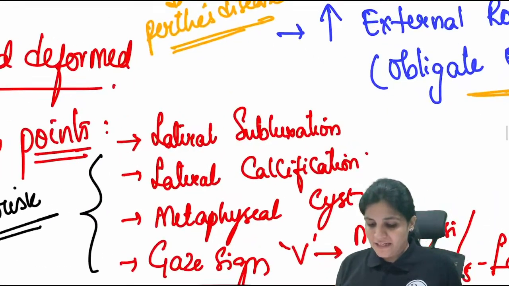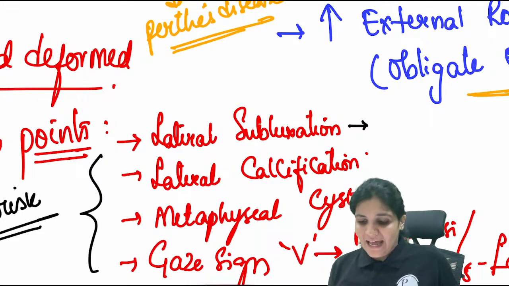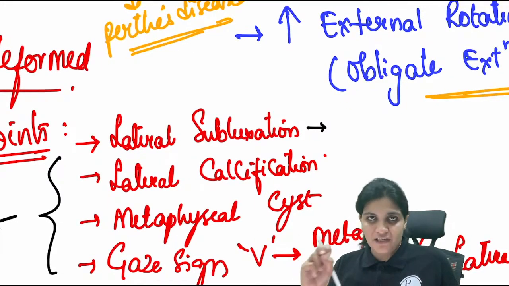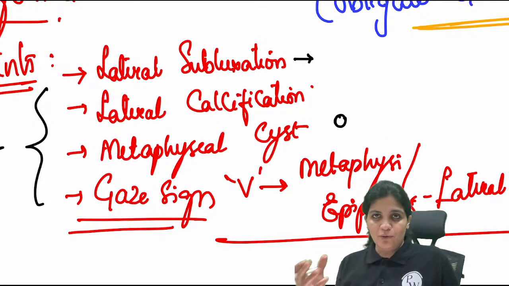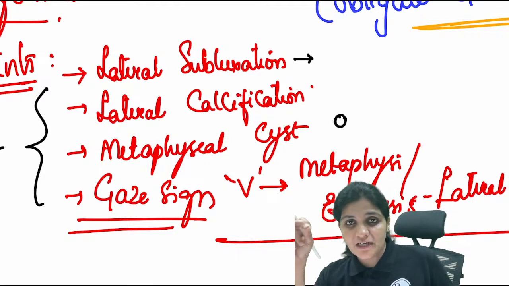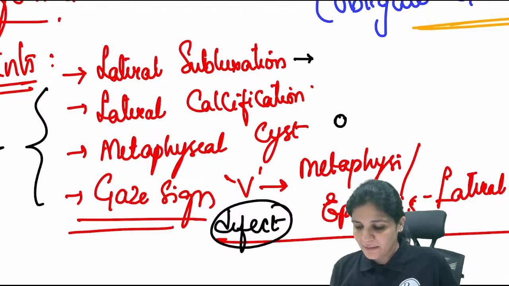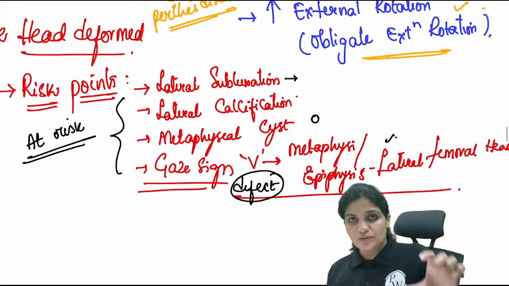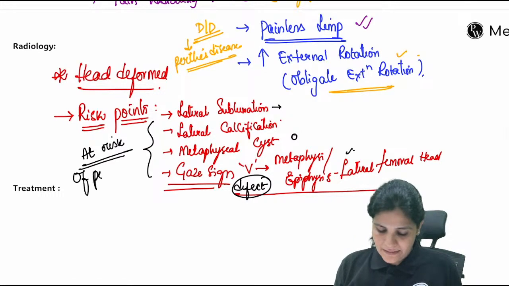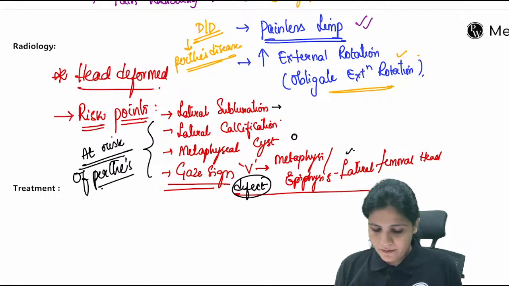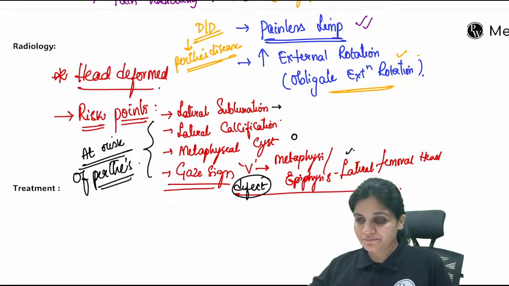So this is the lateral subluxation. That means what you see is the head is slightly towards the lateral side, and sometimes you can see some calcifications noted on the lateral side. And metaphyseal cysts, cysts are fluid-filled things which are seen in the metaphyseal region, or a V-shaped defect. This is a gage sign, or V-shaped defect, which is seen on the lateral aspect again. So whenever these things are present on the lateral aspect of the epiphysis, you think that it is at risk of Perthes disease, right?